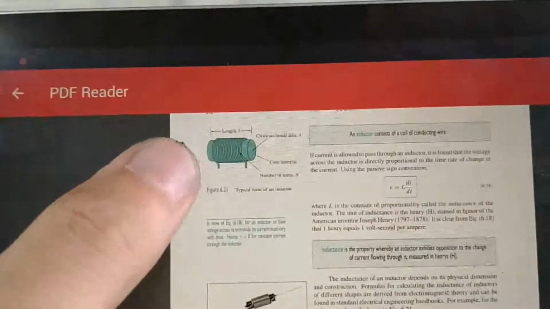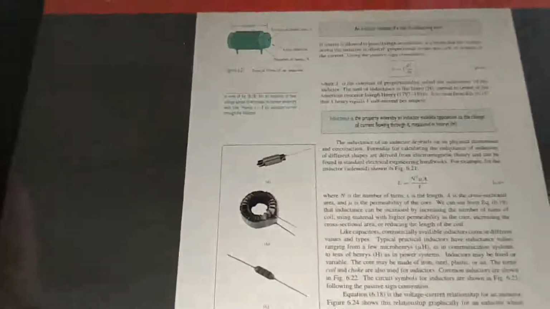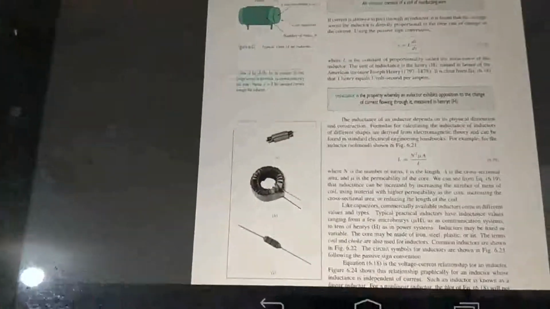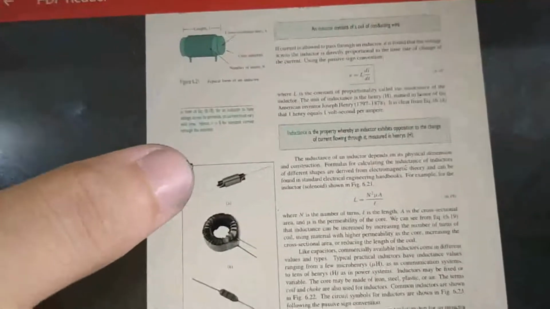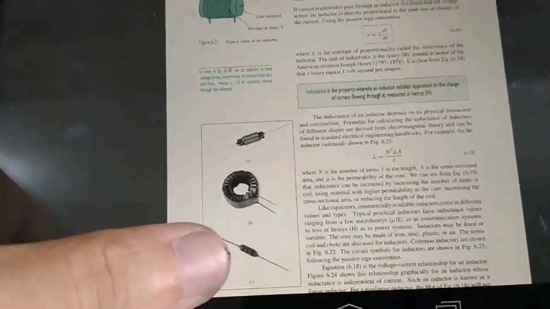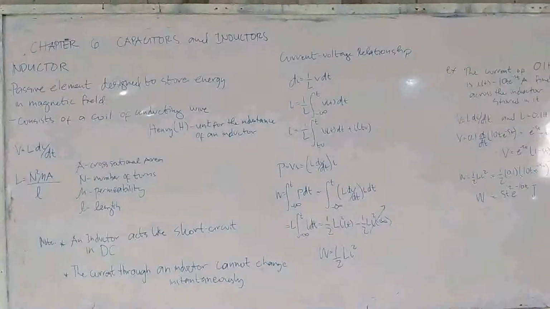So let's have this one. This is our coil, and these are examples of an inductor. We have a toroid, and we have this one. This is the toroid, this is the typical inductor, and this is the process inductor. So that's the difference between them.